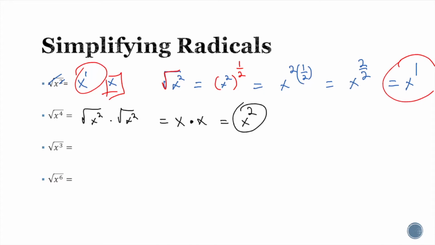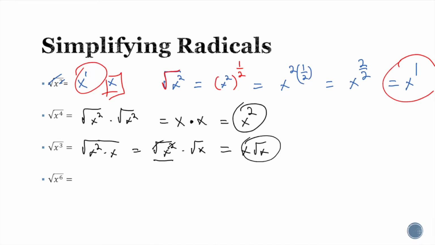Looking at the square root of x cubed, I'm going to do the same thing. The square root of x squared times x is equal to the square root of x squared times the square root of x. And again, the square root of x squared is x times the square root of x. This is my answer.